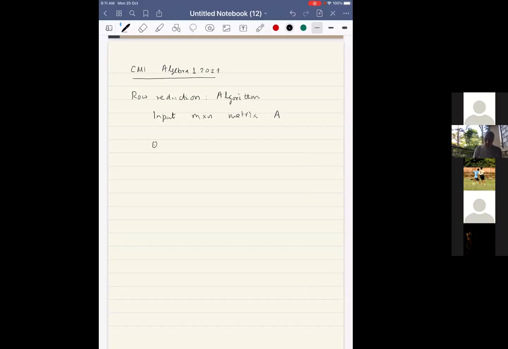And the output is an m cross n matrix A prime in row echelon form. So I have to define what I mean by row echelon form. I don't know if I will get to that today.